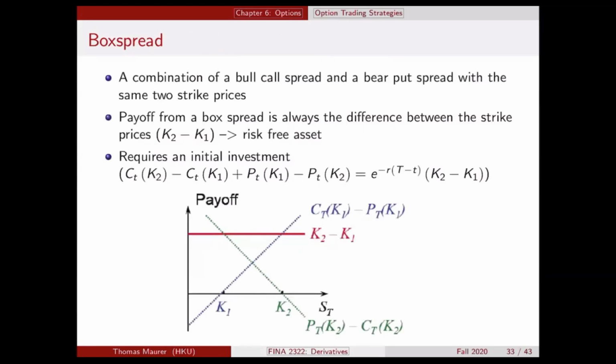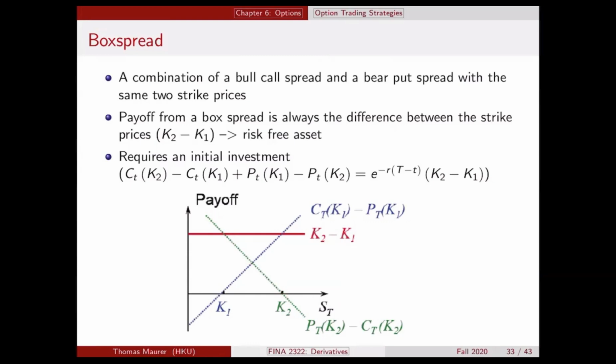A box spread is a combination of a bull spread using call options and a bear spread using put options. And in particular, you want to choose these bull and bear spreads with the same strike prices. So you buy a call option with strike price K1 and sell a call option with strike price K2. So that gives you the bull spread. And then you combine that with that bear spread, where you sell a put option with strike price K1 and you buy a put option with strike price K2.